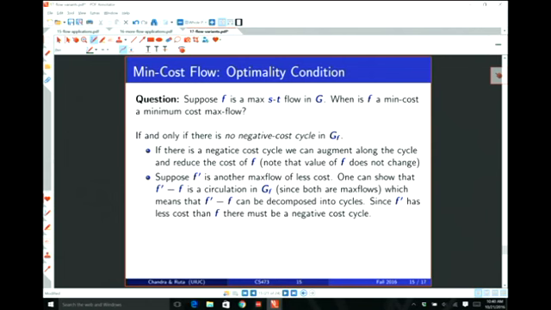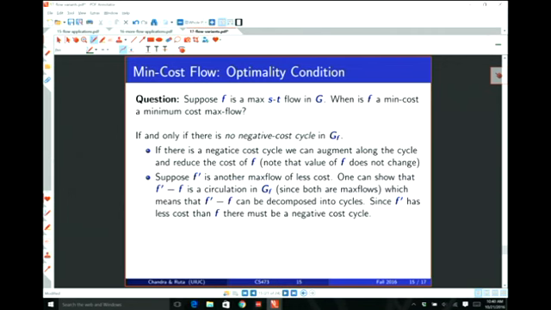A flow is a minimum cost flow if and only if in the residual graph there is no negative length cycle. If there's a negative length cycle, what does it intuitively mean? You can augment along the cycle. Augmenting along cycles doesn't change the value of the flow from S to T. So if we stay at maximum flow, there cannot be a path from S to T in the residual graph, but there can be cycles. If there is a cycle with negative cost, we can go around that cycle and reduce our cost. It means the current flow is not a minimum cost flow.